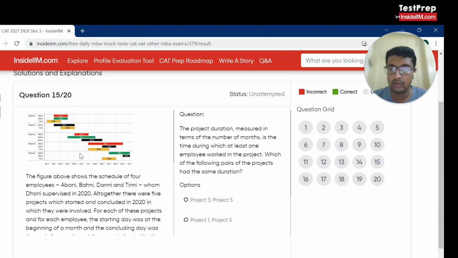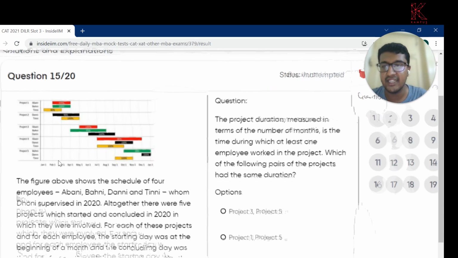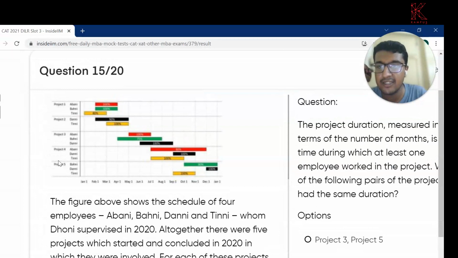Alright, next question. The project duration measured in terms of number of months is a time during which at least one employee worked in that project. Which of the following pair of projects had the same duration? Let's consider the duration of a project.